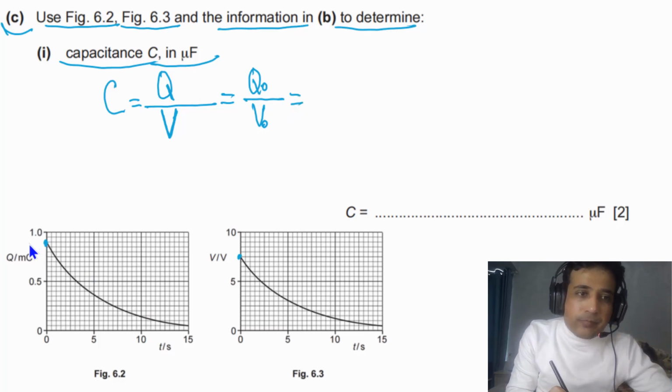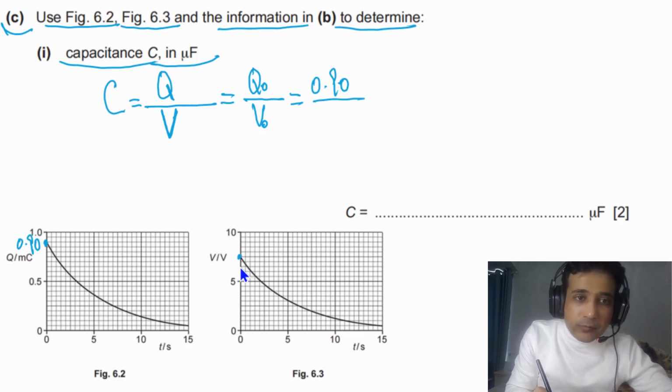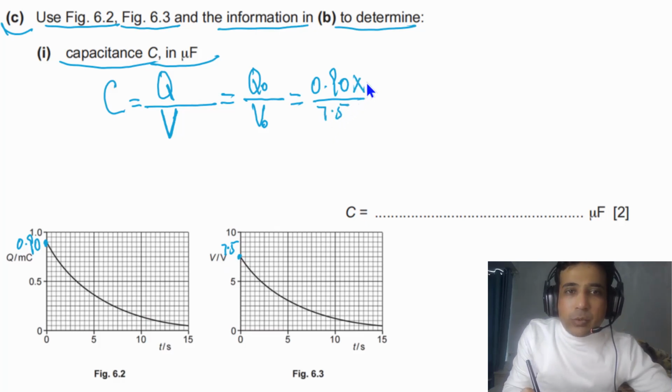So from here, we can read the value of Q, that is equal to 0.90 millicoulombs. So we can simply write down this is 0.90 millicoulombs. And we can read the value of V from here. This is about 7.5 volts. So we can divide this one by 7.5 volts. Now this is in millicoulombs, so we have to multiply by 10 to the power of minus 3.